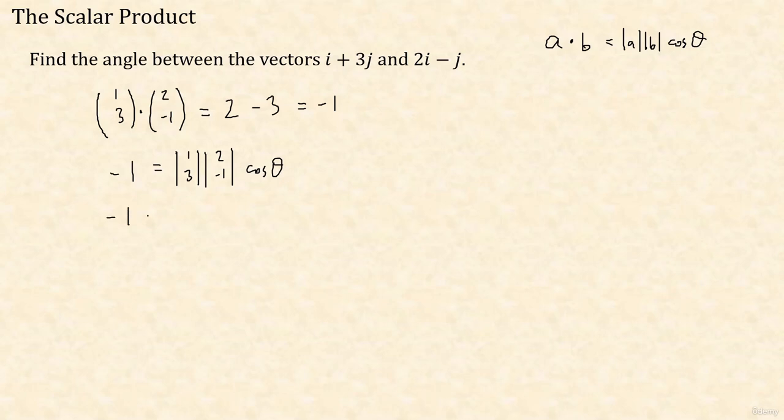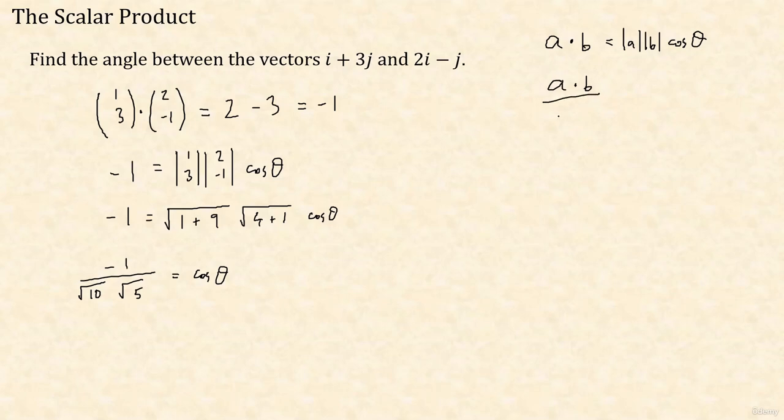So what are those values? Well, the modulus of (1, 3) is the square root of 1 squared plus 3 squared, and the modulus of (2, -1) is the square root of 2 squared plus negative 1 squared. And so what we've got now is that minus 1, if we divide that by root 10, and then divide that also by root 5, that's the value of cos theta. Very often when we're looking for angles, we simply rearrange that as a dot b over mod a mod b, and that is cos theta.